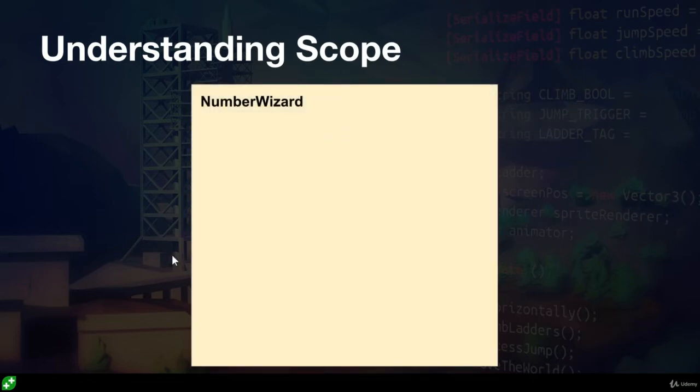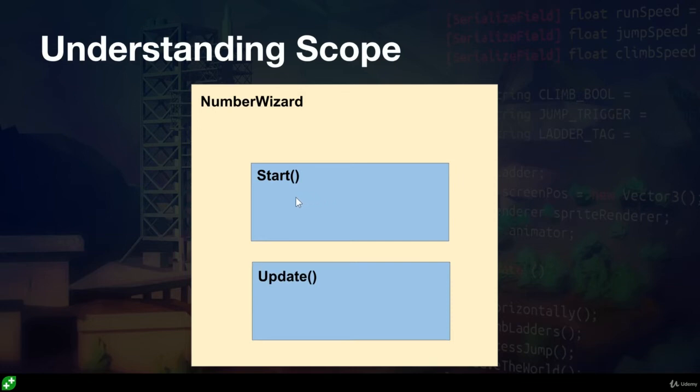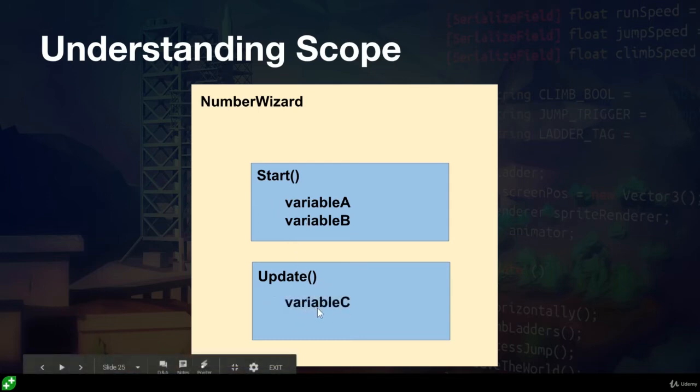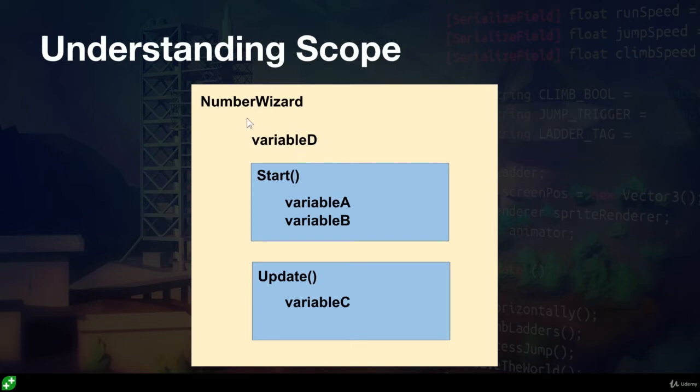We have our class, number wizard. Within our class, we have start, our start method, and our update method. If we declare a variable within start, say we're declaring variable A and variable B within start, then those variables are not accessible within update. If we declare a variable C within update, it's not accessible within start. If we declare a variable D in our class, so not within start, not within update, but at the class level, then it can be accessible in both start and in update and any of the other methods that we have within our class. And this variable declared at the class level is called an instance variable because it's available to this entire instance or this entire class.